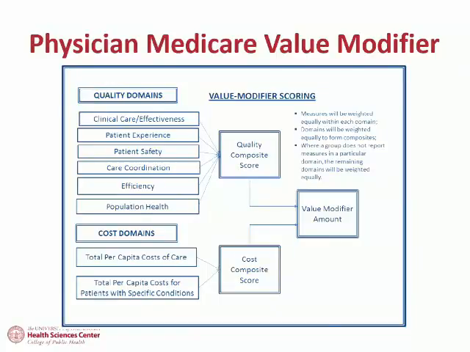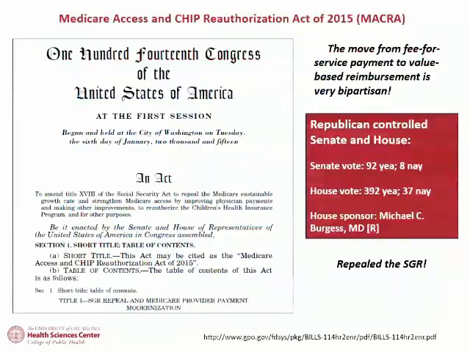We are being held accountable now, and it impacts our payment as a group. Well, Congress just passed a law, and here's the second point I want to make about this movement to value-based payment: it is very bipartisan. This was the big bill that got rid of the sustainable growth rate formula. You probably heard about it last year. It's called MACRA. You'll hear a lot more about it.